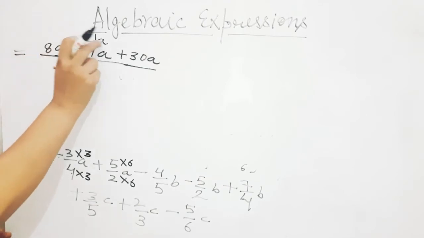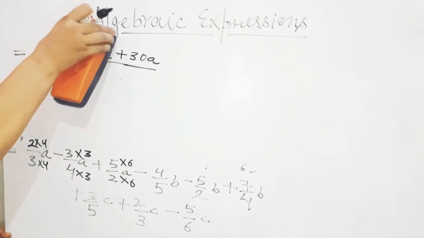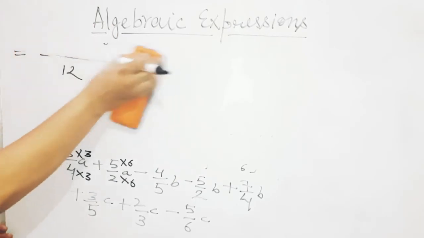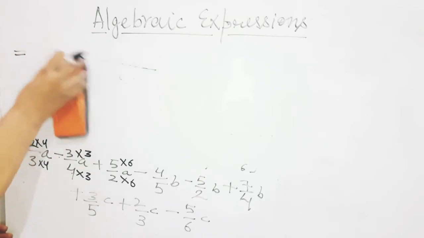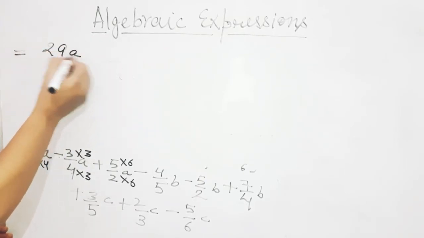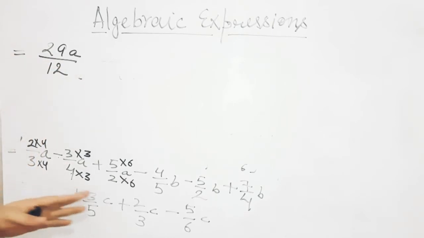Now minus 1a plus 30a is plus minus minus and sign of the greatest number. So minus 1a plus 30a will be 29a. Since 30 is greater than 1, we will subtract and give the sign of the greatest number. So 29a upon 12 is the final solution of the A part.